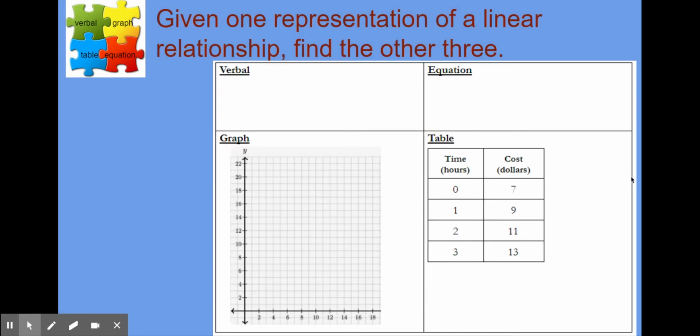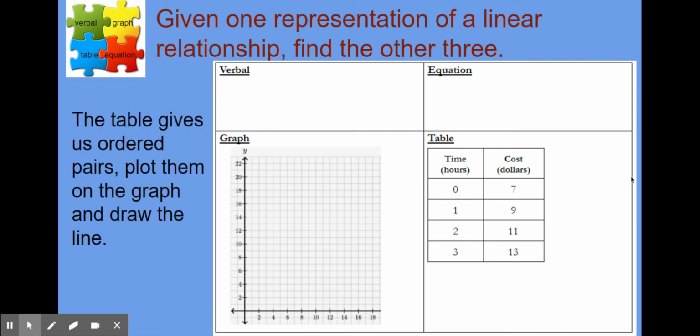Okay, here's your second problem. This time we're given a table. So let's look at the table. I see that we have time in hours and cost in dollars. So we're going to take the numbers in the table and plot them on the graph.